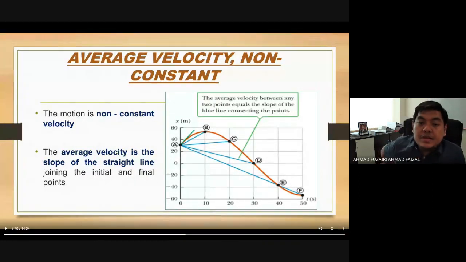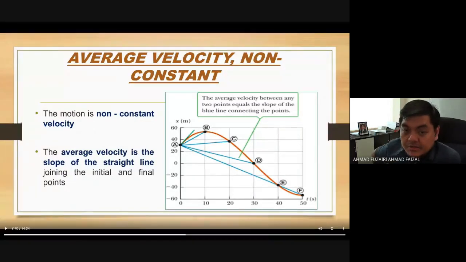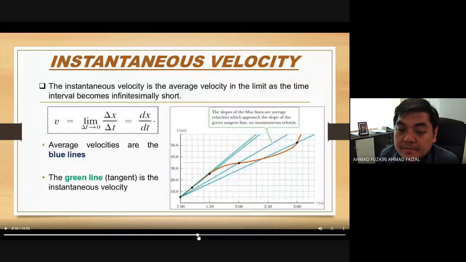Okay, this is the average velocity for the non-constant case. You can see here, this is not a straight line graph. In fact, this is a curved line graph. The average velocity for this graph is also equivalent to the slope of a straight line. But how can we get the straight line from the curved line graph? The average velocity between any two points equals the slope of the blue line connecting the points. So that means we can still get the slope with this kind of graph.